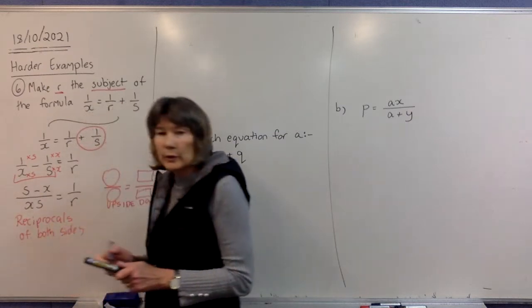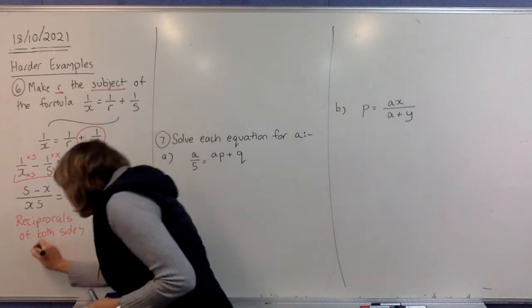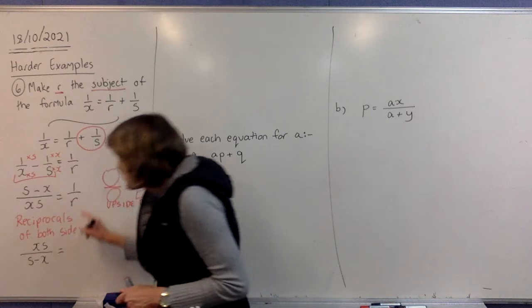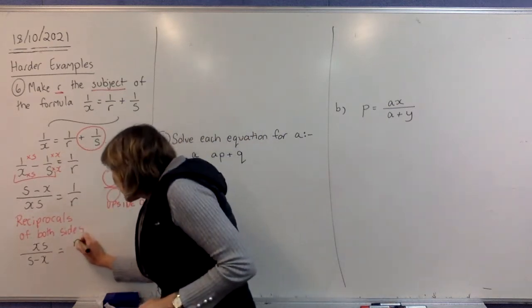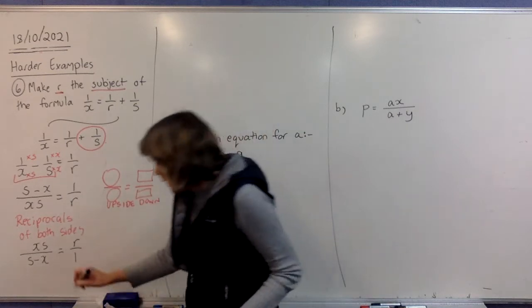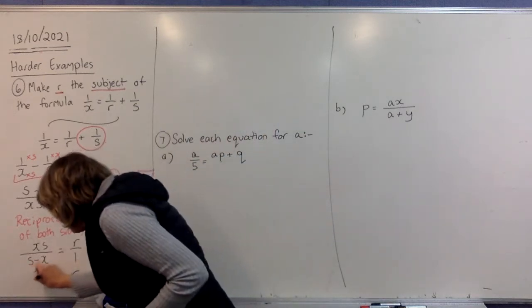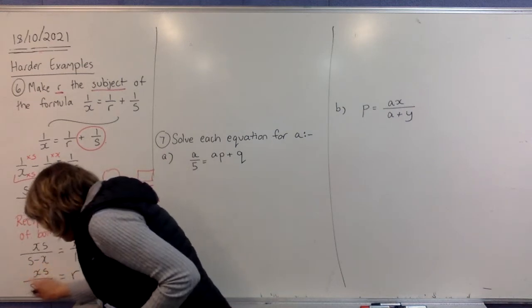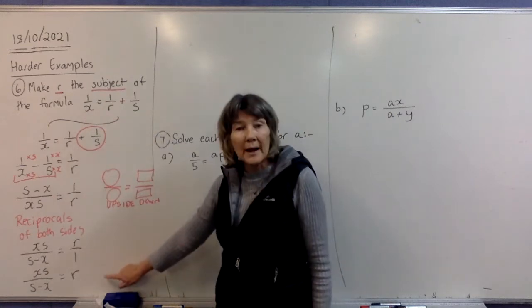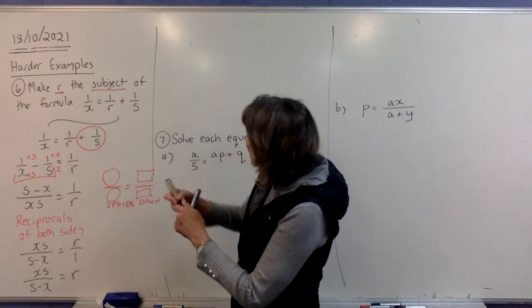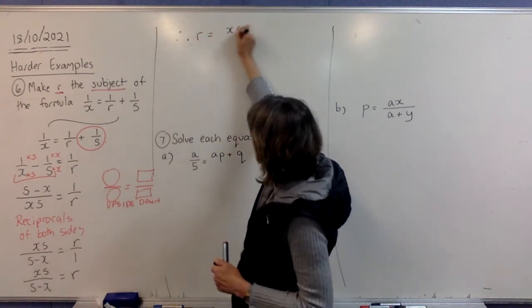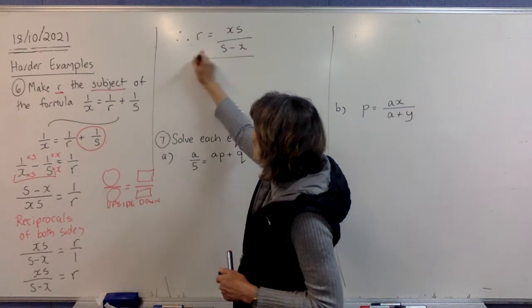So what happens when we do that? So turn the left-hand side upside down. We've got xs on the top and s minus x on the bottom. There's your equals in the middle. Flip this upside down as well. We've got r over 1. Now r over 1 is just r. Now look at what we were trying to do. We were trying to make r the subject, and r now is the subject. So now we can just write it up. Sorry, the left-hand side and the right-hand side swapped around. And there's the answer to our question.